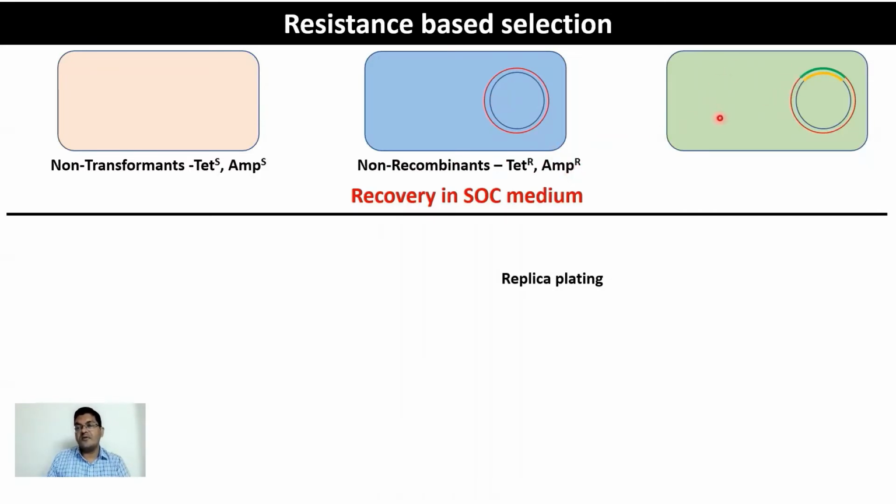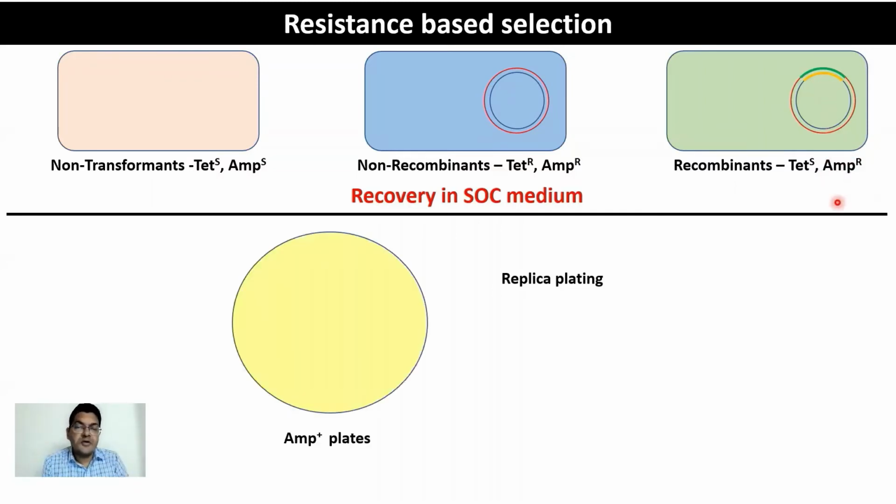And these ones here, the cells of our interest, the actual recombinant transformants, would be tetracycline sensitive, because the insertion was in the tetracycline gene, disrupting the tetracycline resistance, but they would be ampicillin resistant because the gene for ampicillin resistance is intact in these plasmids here. So now the question is, how do you identify your actual true recombinant cells from the non-recombinant transformants?